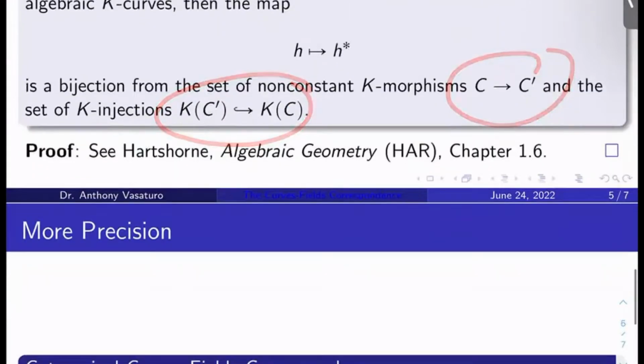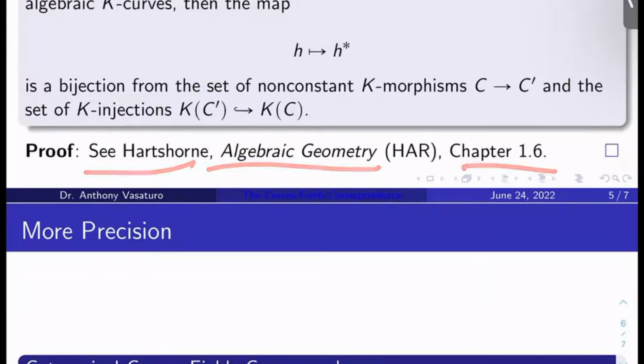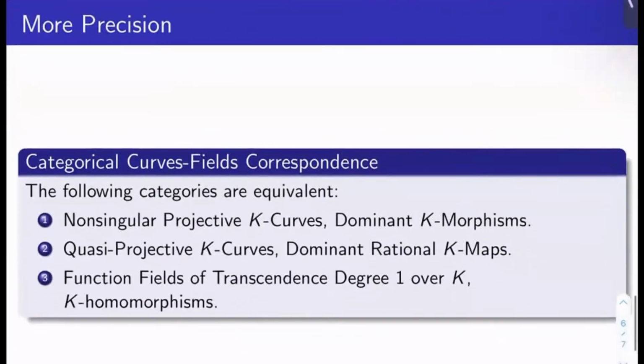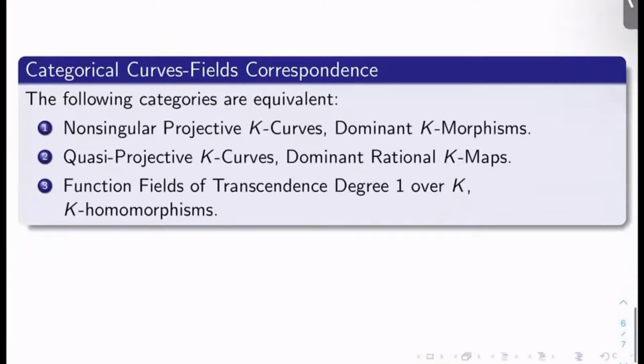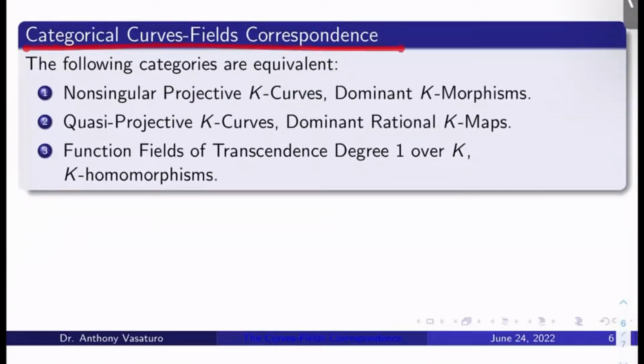Proof: this version of things is discussed in Hartshorne, Algebraic Geometry 1.6. In fact, I can give you a more precise statement that's more powerful and also discussed in Hartshorne 1.6. I'll give you the categorical curves fields correspondence. It says the following three categories are equivalent. Okay, category of non-singular projective K curves with the maps being dominant K morphisms. A dominant map is a map with dense image.